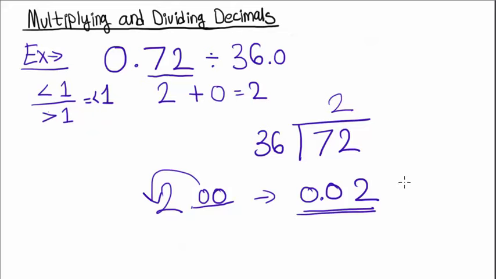Now this wasn't really a hard problem, but what you had to do was use a little bit of logic to realize that my final answer could not have simply been 2. It had to be 0.02 because my final answer had to be way less than 1, because when I divide a number that is less than 1 by a number that is way bigger than 1, there is no way that my final answer will be more than 1.